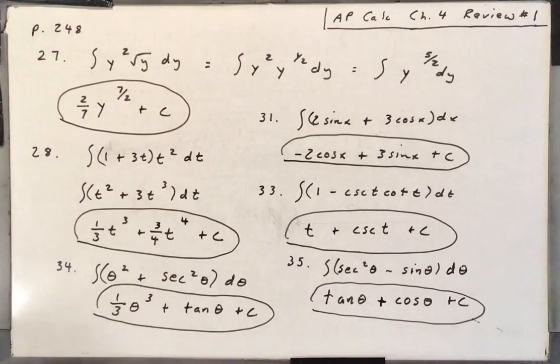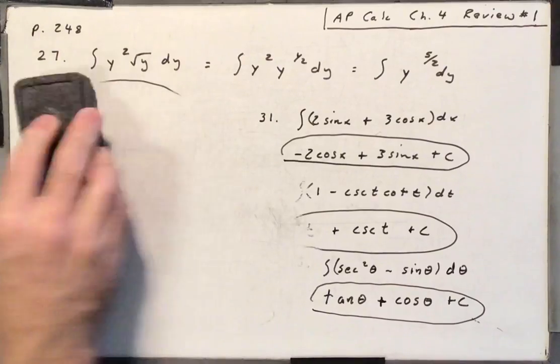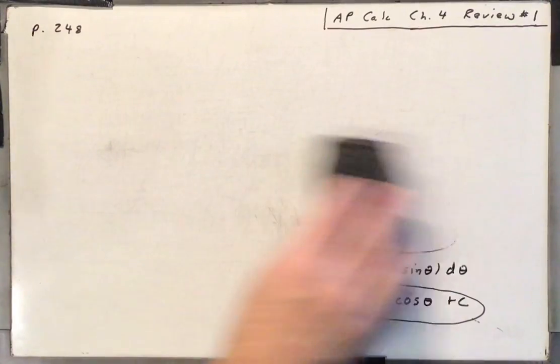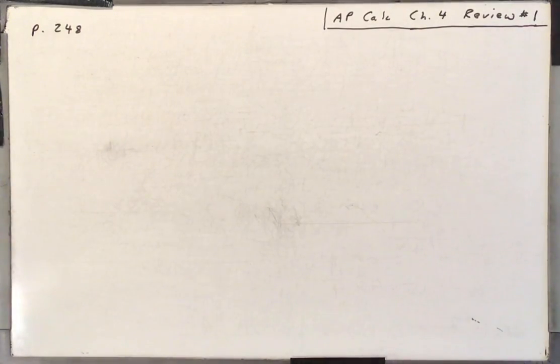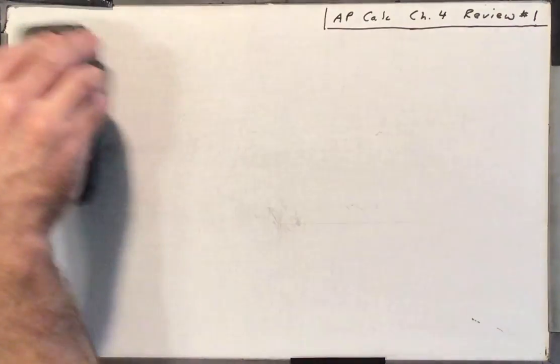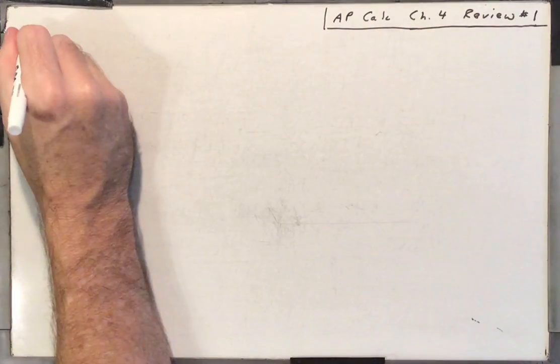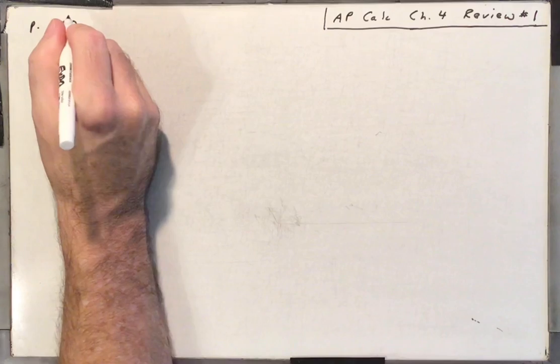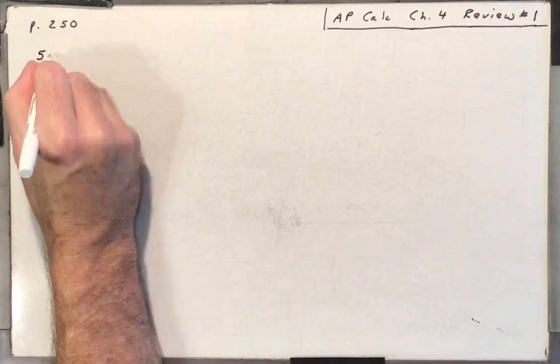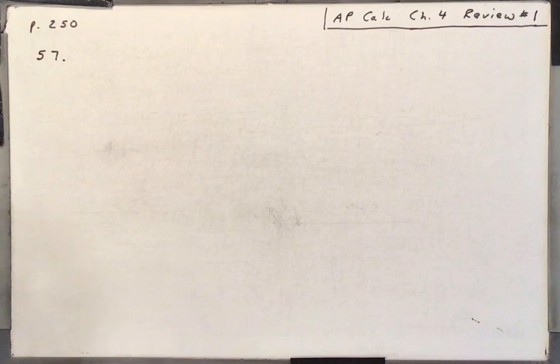I think I'm going to be forced to erase now. All right, the next one on my list, let's see, that was 35. So we are going to move over to page 250. So flip over to 250. And I'm going to work some of these velocity problems for you. And the first one I'm going to work is 57. So I'm not going to bring the book into view of the camera here. So hopefully you have your book open and you just read along.